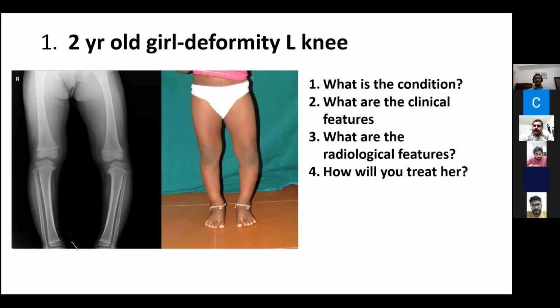Anybody else volunteering? Metaphyseal beaking. Metaphyseal beaking is one, Hari. Then what else? Metaphyseal beaking can occur in severe genu varum also, so that by itself is not a feature. Okay, I'll show you.